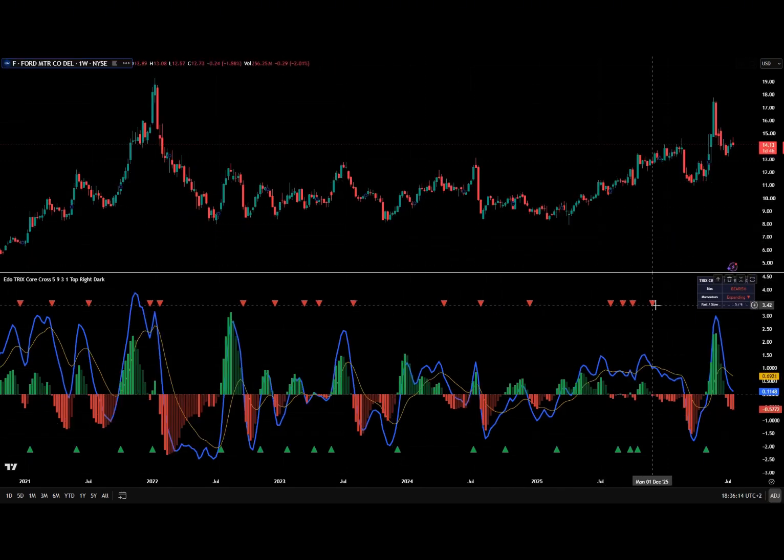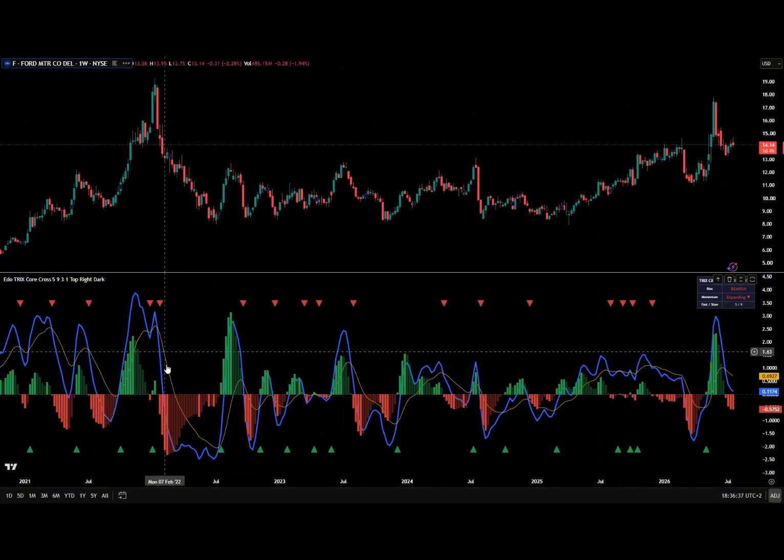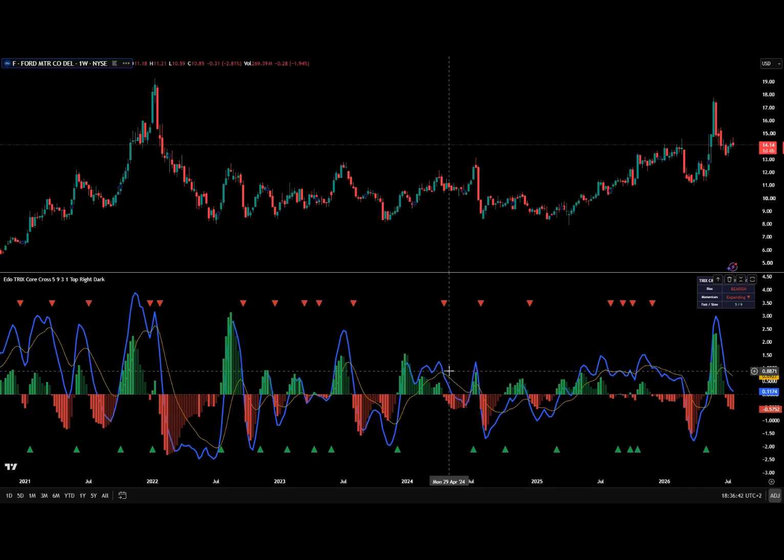The mirror image is the bear cross, the fast line crossing below the slow one, marked with a red triangle at the top. On Ford Weekly you have one of them right after the last push, with the fast line rolling over first. From there the histogram flips to red and keeps growing on the downside. Back in 2022 the same pattern showed up at the top of the whole move. These crosses are not entries. They are the moment the short-term pace loses against the medium-term pace.